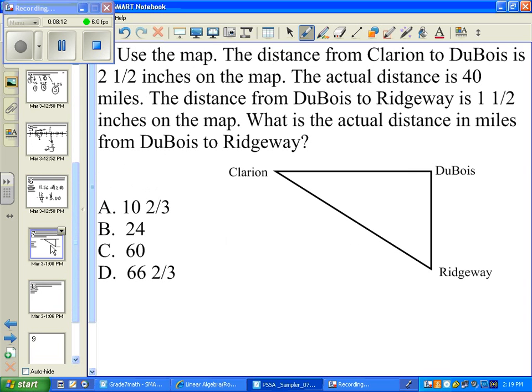Well, we're told that this is 40 miles. And this represents 2.5 inches. But this is 1.5 inches.